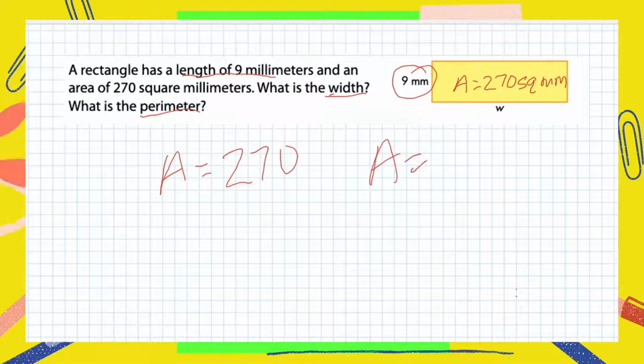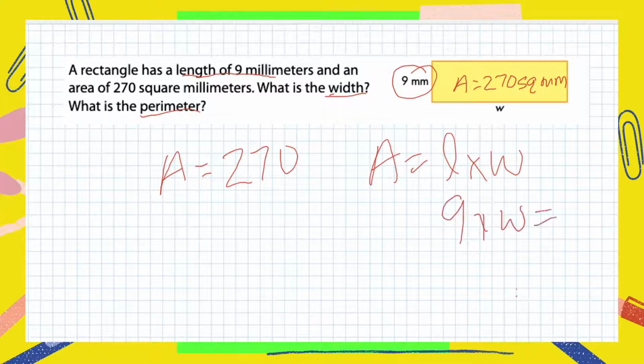If the formula for area equals length times width, I know that 9 times W is going to get me 270. Therefore, I can take 270 and divide it by 9 to get W. Or I can think about multiples. You choose which way you want to find W, and I'm going to give you a minute to think it out.